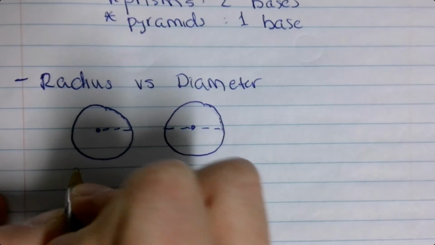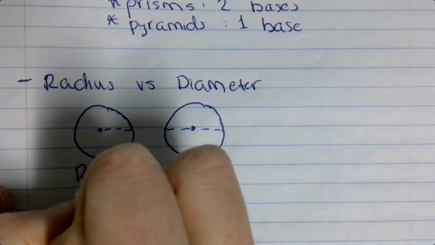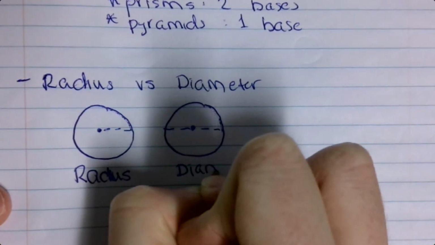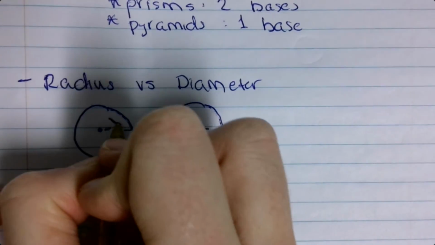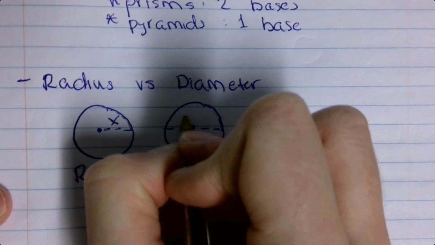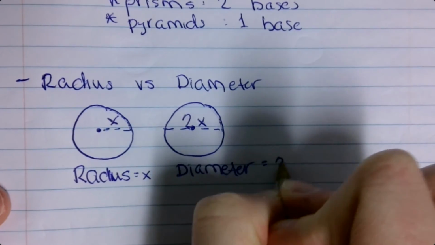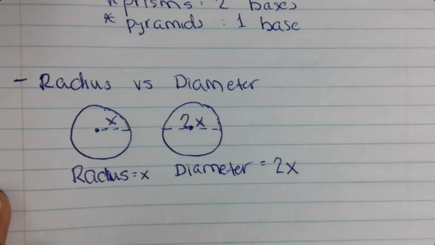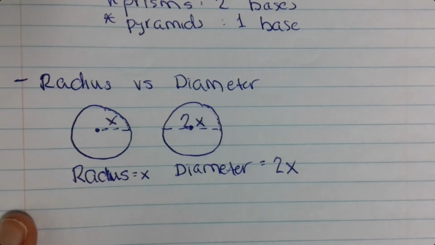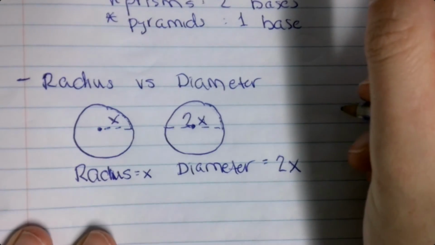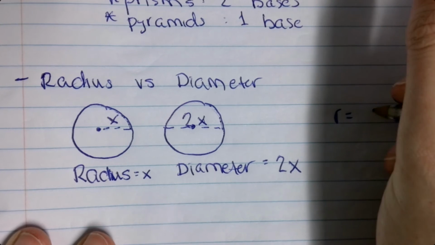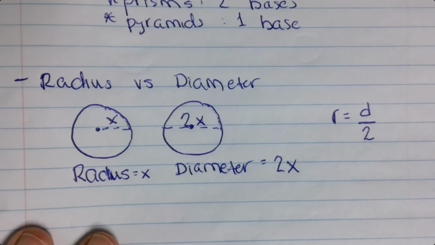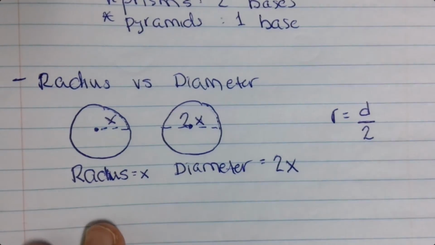Okay, so this is called the radius, and that is the diameter. Your radius is x, and your diameter is 2x. That just means that there are two radii, that's the plural of radius, that make up that diameter. If you ever need to find the radius because you're given the diameter, you're just going to take the diameter and divide it by 2.